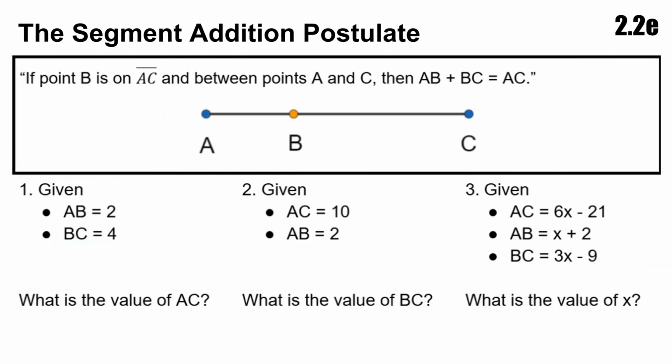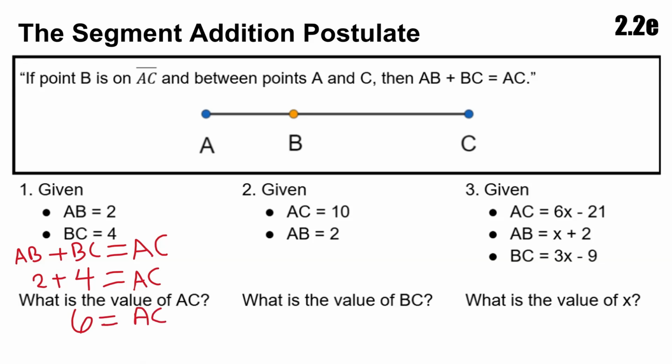The segment addition postulate states, if a point is on a segment and between the endpoints, then the segment can be broken into 2 smaller segments. In the first problem, AB is 2 and BC is 4. Using AB plus BC equals AC, and then substitution, this will be 2 plus 4 equals AC, which means AC equals 6.